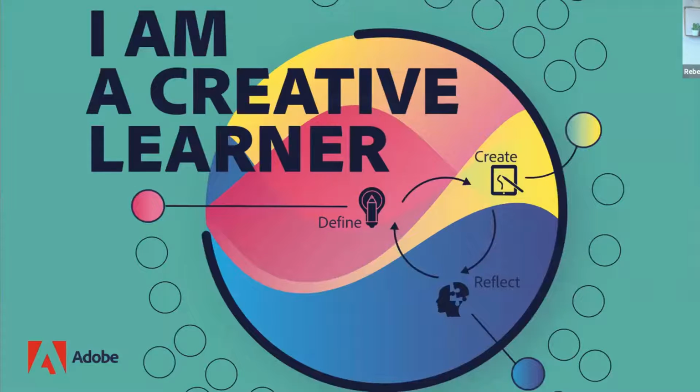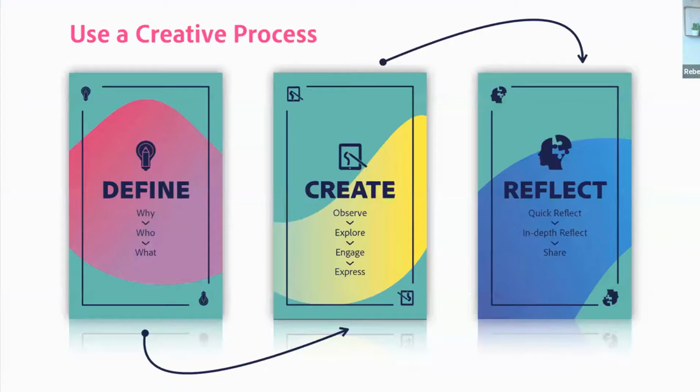But one of the first things we can do to help students feel more creative is to have a creative process. So in the ACE program, we have a process that we like, which is called Define, Create, Reflect. If students can understand why, who, and what they're creating for, then they can get to creating.